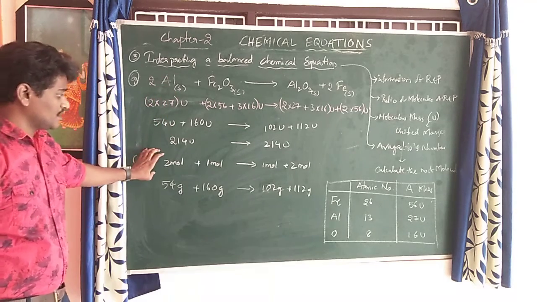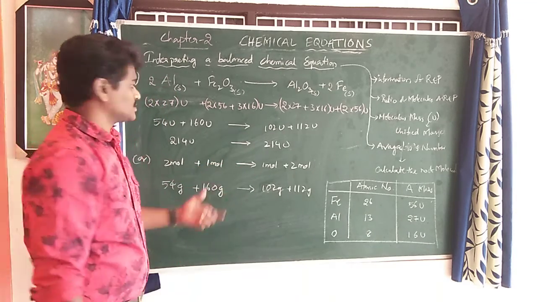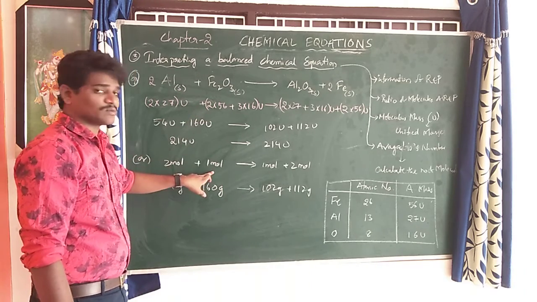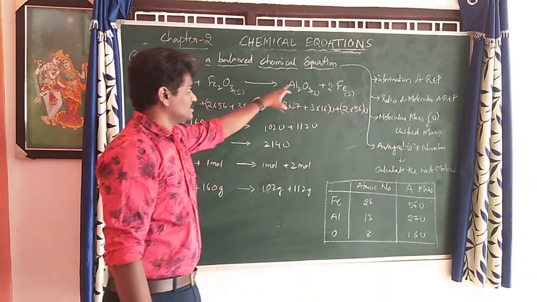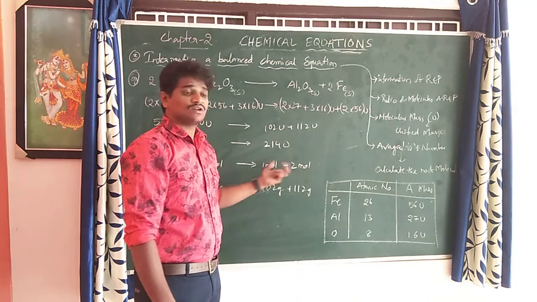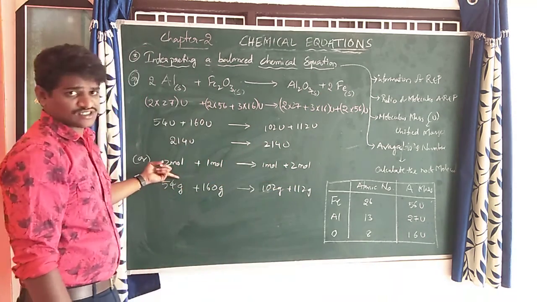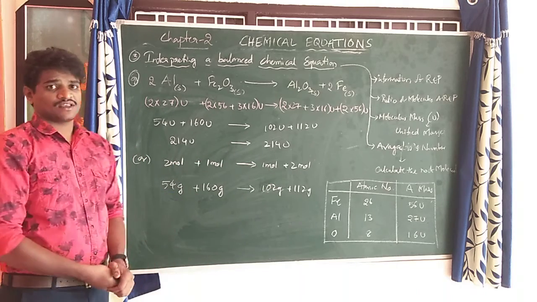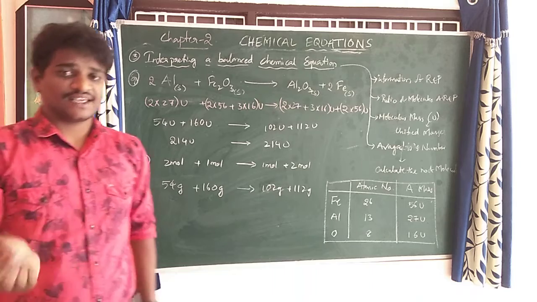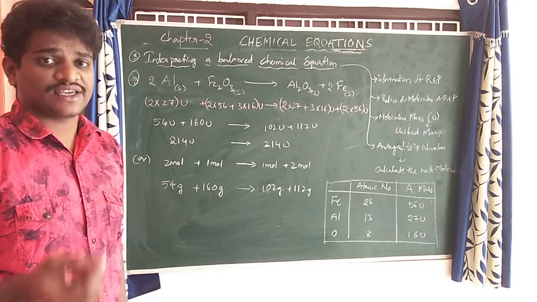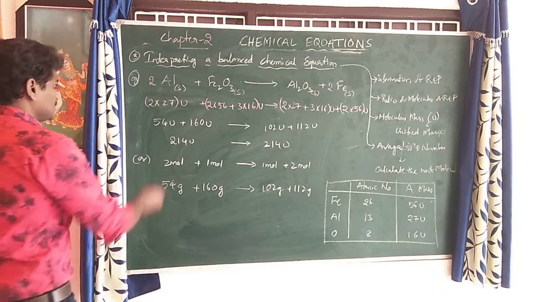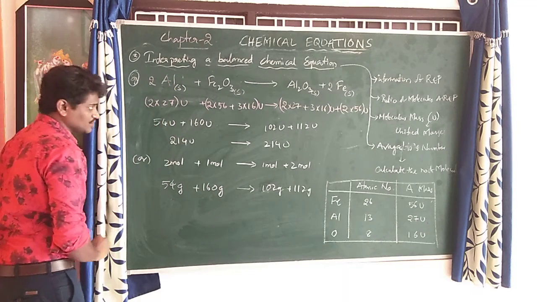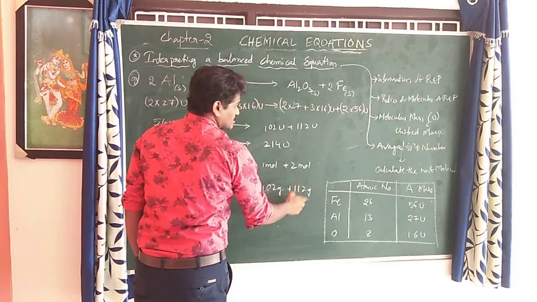We can also interpret it using moles. In the reaction, aluminium has 2 moles and ferric oxide is 1 mole, totally 3 moles. Aluminium oxide is 1 mole and iron is 2 moles, totally 3 moles. So LHS is 3 moles and RHS is 3 moles. We can also calculate using grams. In reactions we generally take grams. So here 54 grams of aluminium is used to extract 112 grams of iron.